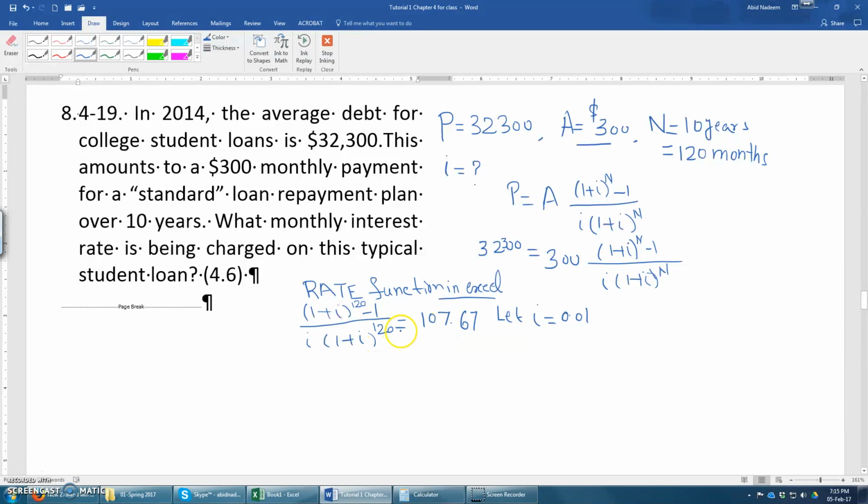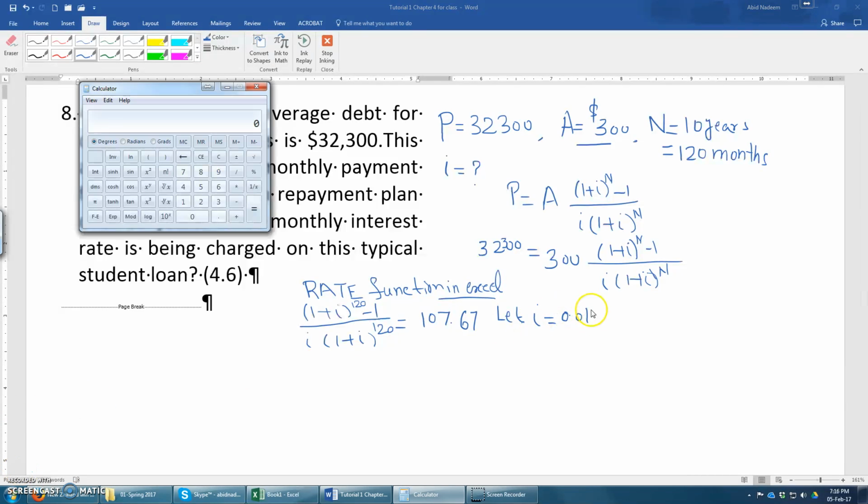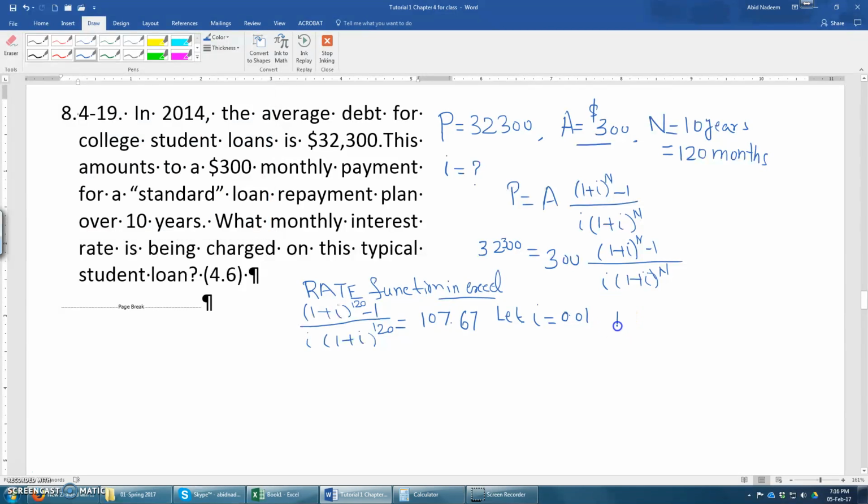In this way you will find the value. So let i be equal to 0.01. Then what is the value of the left hand side? For i equal to 0.01, the left hand side will be equal to 69.7. It is just guesswork, right?